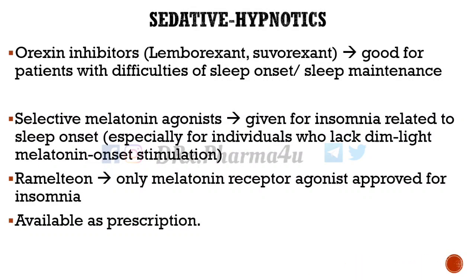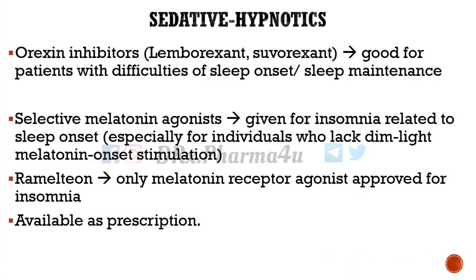Then we give selective melatonin agonists also. That is given for insomnia related to sleep onset. This is especially for individuals who lack dim light melatonin onset stimulation. Always remember that the blue light that is emitted from your electronic device is the worst enemy of melatonin, because melatonin gets activated when everything around you is pitch dark. Okay, there can be some amount of dim light maybe, but when everything around you is pitch dark, melatonin gets activated. There are a lot of people who lie on the bed and start scrolling through social media. If you are already insomniac, the melatonin will not get activated because of the blue light. Obviously, nowadays in all phones we have blue light filters and a lot of options, but at the end of the day, the challenge remains the same.